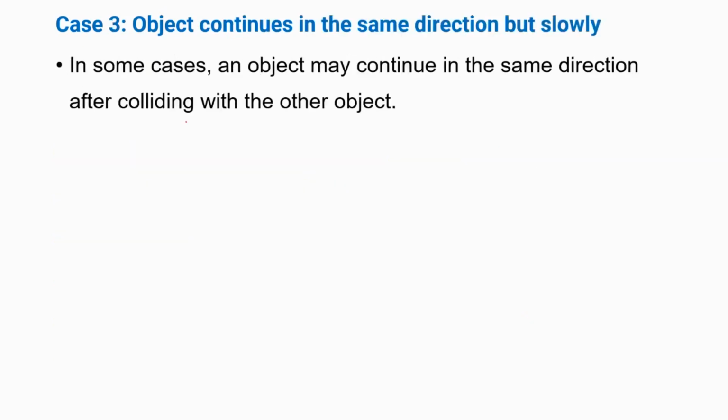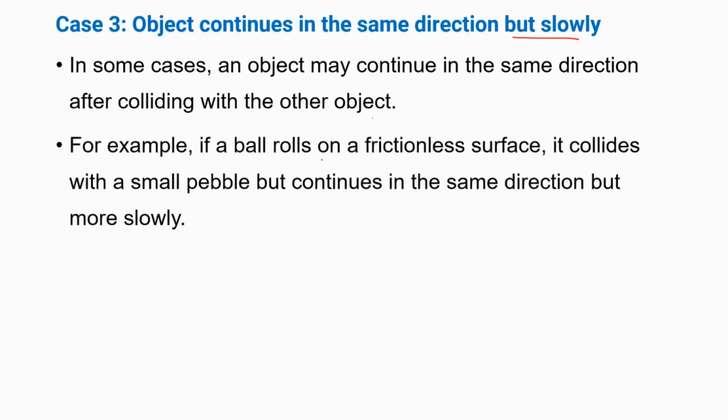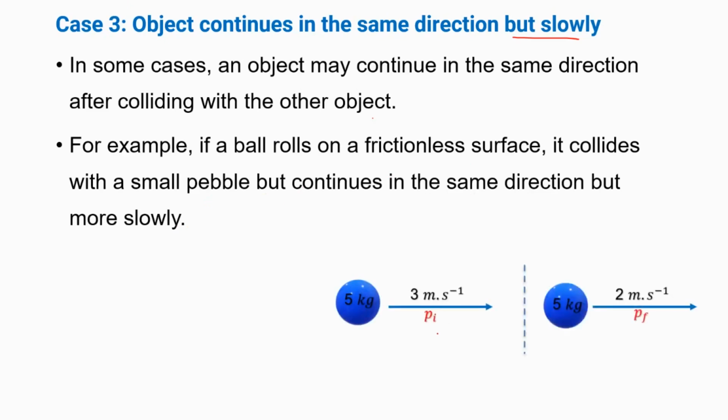Alright, case 3. In some cases, an object may continue in the same direction after colliding with another object, but now slowly. It continues in the same direction, but it has slowed down. For example, a ball rolls on a frictionless surface, collides with a small pebble, but continues in the same direction, more slowly. Let's say we have this situation here. We have our final velocity and our initial velocity. Do you see that the final velocity is less than the initial velocity?